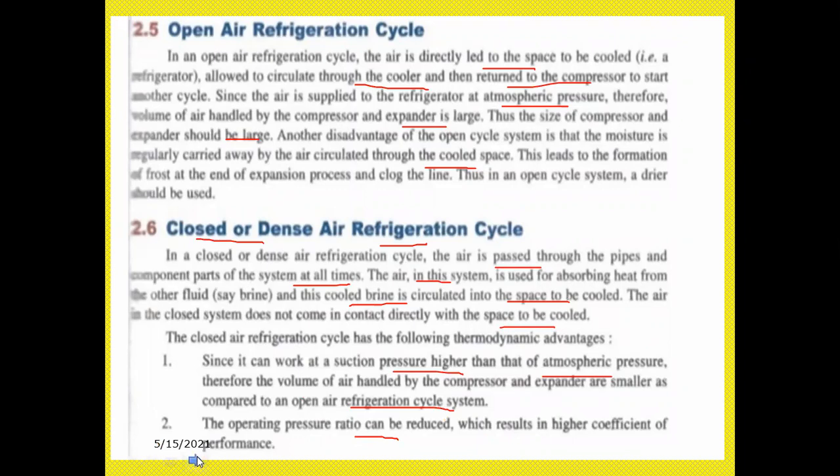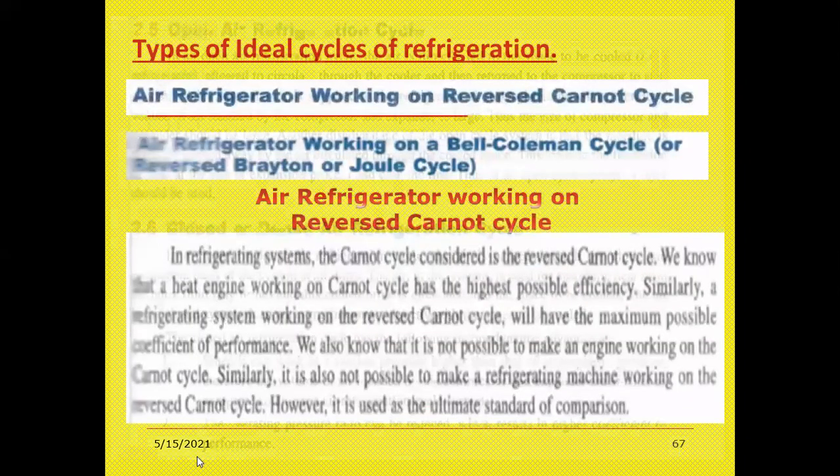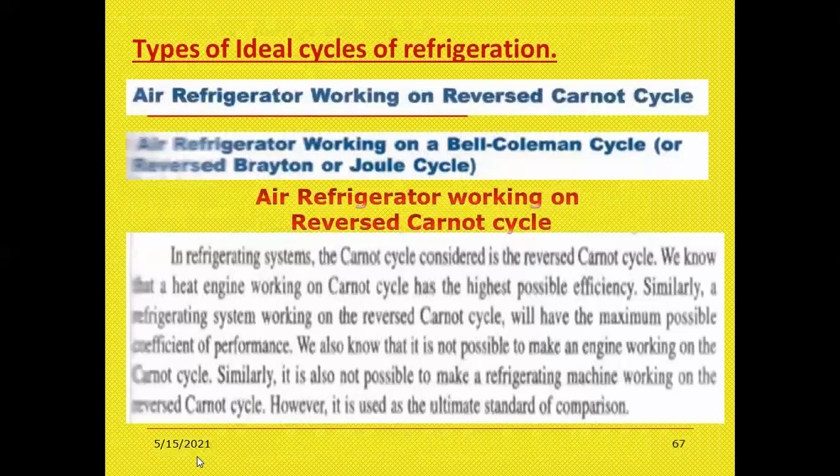next. Next topic is types of ideal cycle refrigeration. Generally, we have two types of ideal systems. So, what is the first type? The first type is air refrigerator working on reversed Carnot cycle.